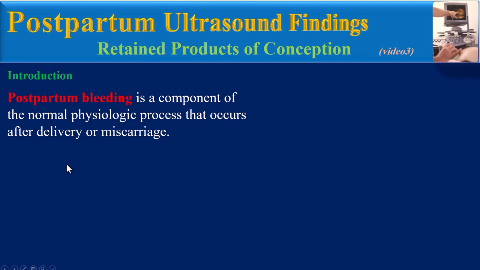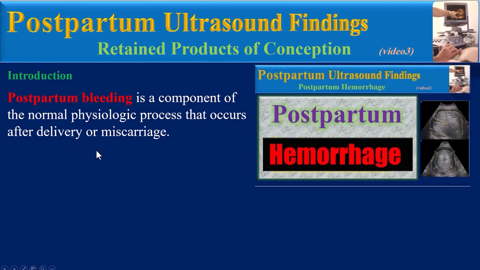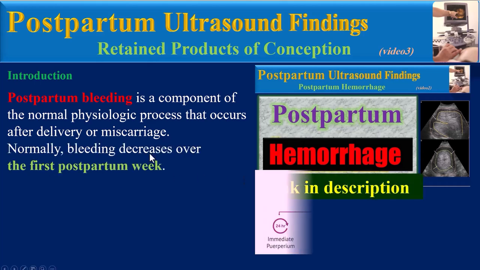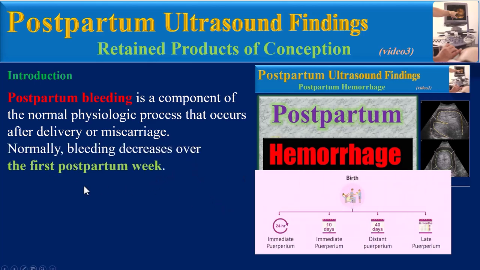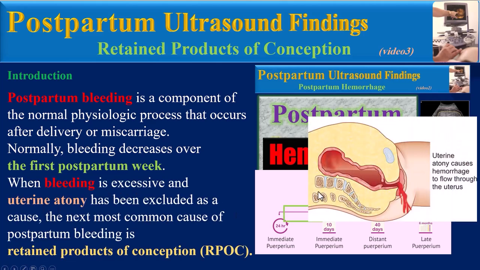Postpartum bleeding is a component of the normal physiologic process that occurs after delivery or miscarriage. You can find full explanation about postpartum hemorrhage in this video. Normally, bleeding decreases over the first postpartum week. When bleeding is excessive and uterine atony has been excluded as a cause, the next most common cause of postpartum bleeding is retained products of conception, or RPOC.